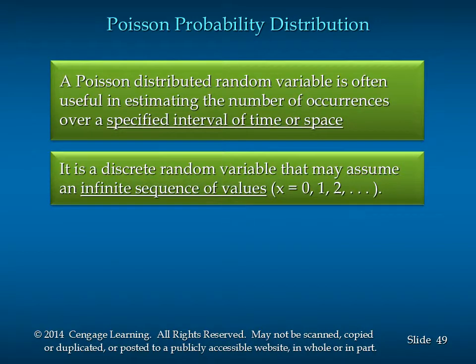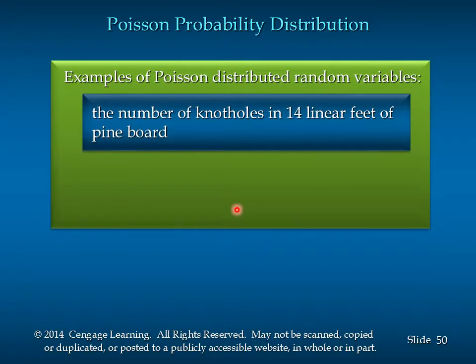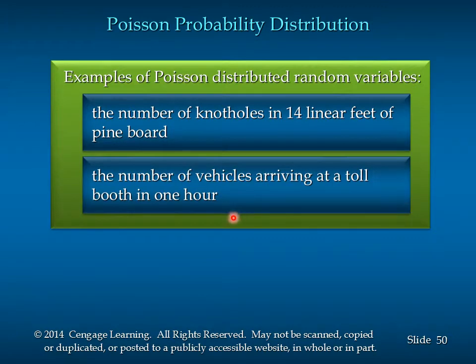All right, so let's go through an example here. Here's a couple: number of knot holes in linear feet. Linear feet is in some respects a time or a distance parameter. The number of vehicles arriving at a toll booth in 1 hour. Anybody been through a toll booth? Anybody ever been in a line at a toll booth? Somebody has calculated, using Poisson distribution tables, how many toll booths you needed in order to satisfy, let's say, 90% of the demand that comes through those toll booths.